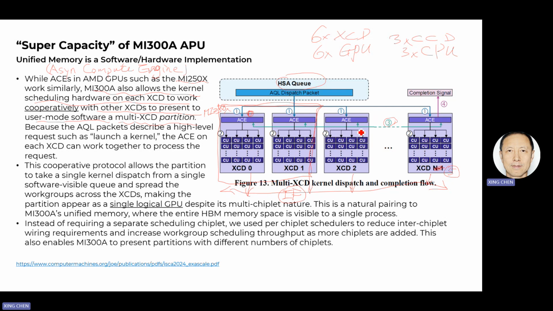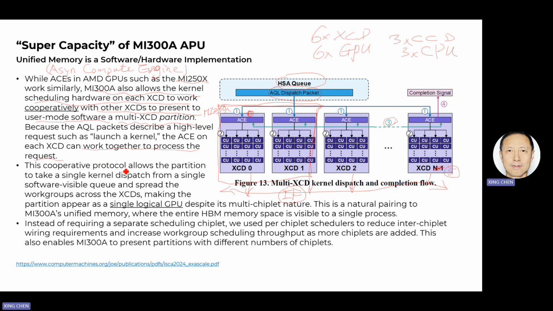Here we can make these 6 XCDs a single partition, or we can make them 3 partitions. In the case of 3 partitions, you have 2 XCDs per partition, and each partition is just like an MI250X with 2 XCDs on the chip. At a high level, when a kernel is launched, the ACEs on each XCD can work together to process the request, so they can work cooperatively.